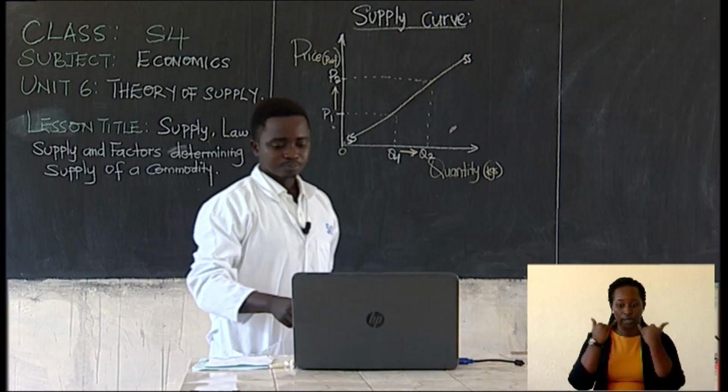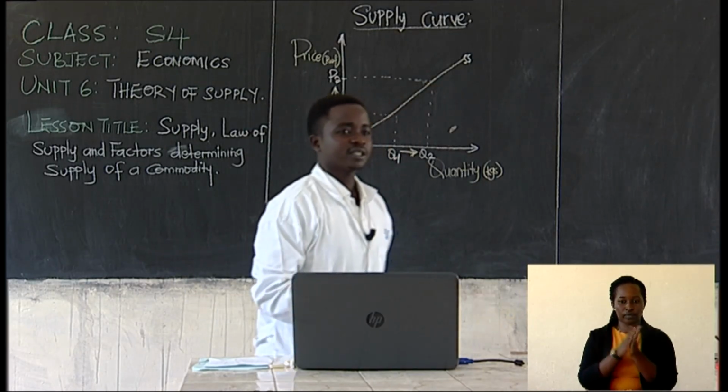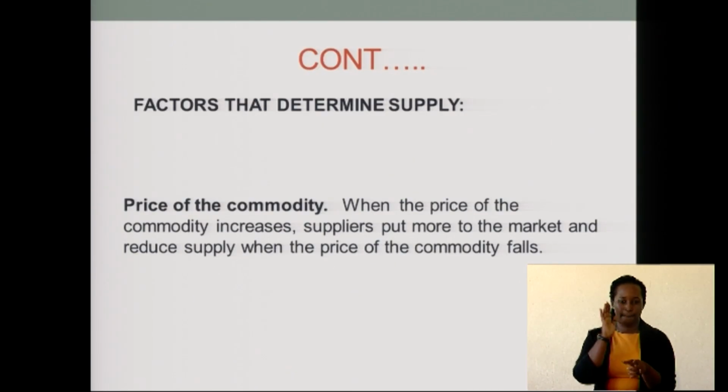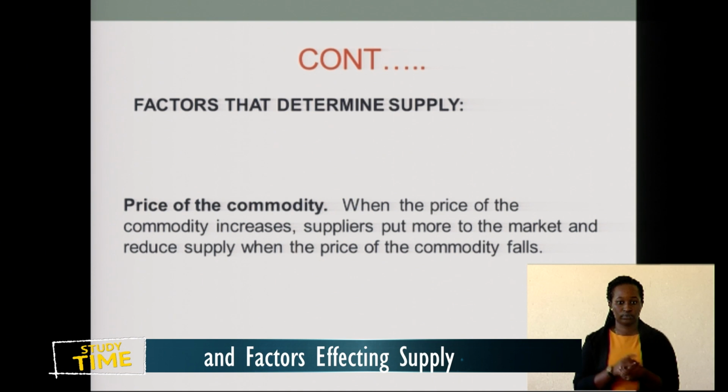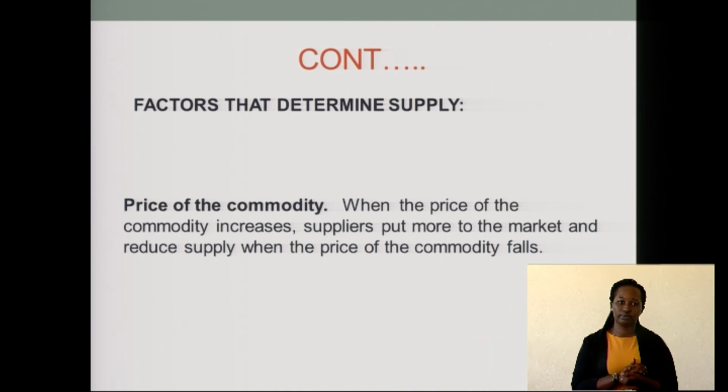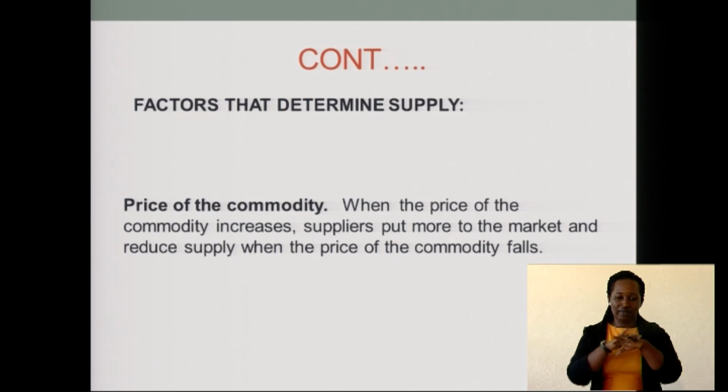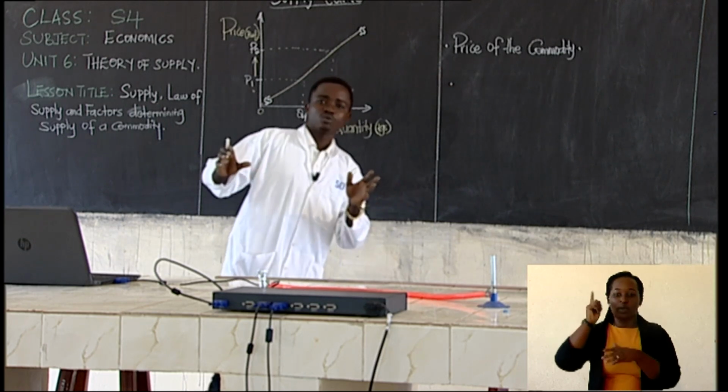So let's continue, and we look at factors that determine supply. There are many factors that influence or affect supply. One is price of the commodity. So how does this one influence or affect quantity supplied? When you're explaining these factors, try to look at the two sides. When the price is high, and when the price is low, what happens to the quantity supplied?